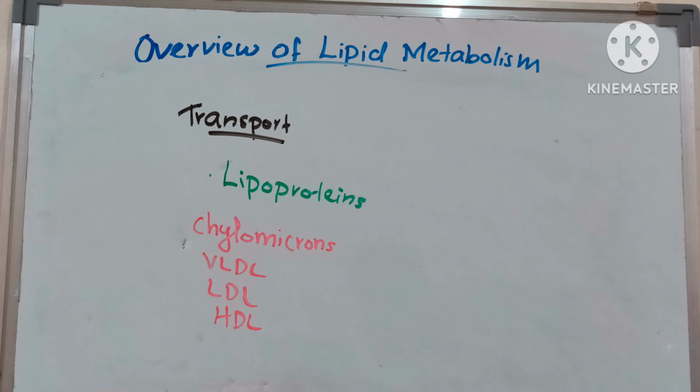These lipoproteins are spherical particles with a hydrophobic core containing triglycerides and cholesterol esters, and a hydrophilic outer shell made up of phospholipids, free cholesterol and proteins called apolipoproteins. These lipoproteins include chylomicrons, VLDL, LDL, HDL, etc.